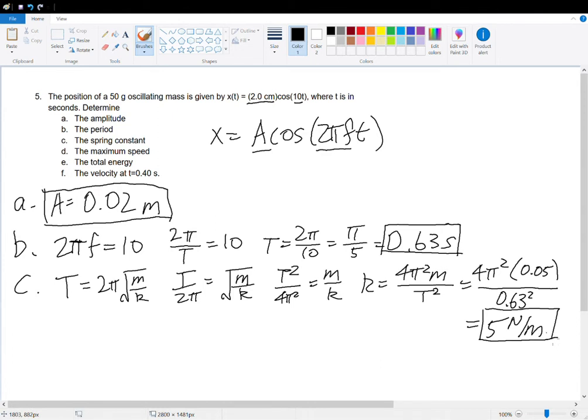Now we're converting the mass into kilograms because, again, we want to keep everything in SI units. So here we have a 50-gram mass, so converting that to kilograms, that would be 0.05 kilograms.